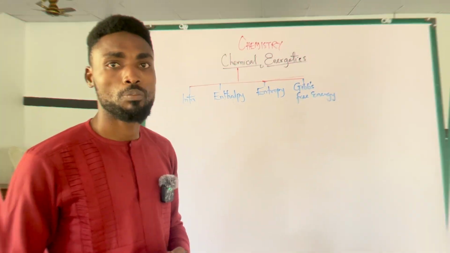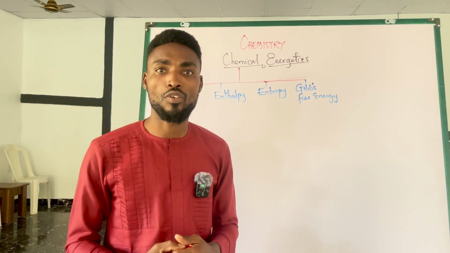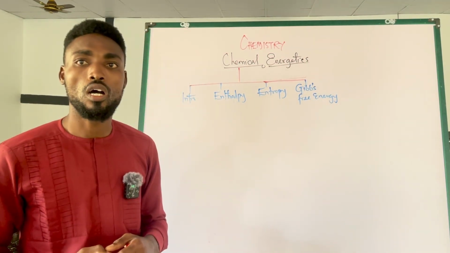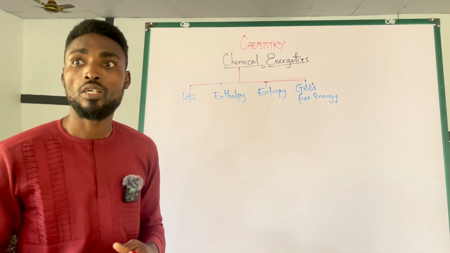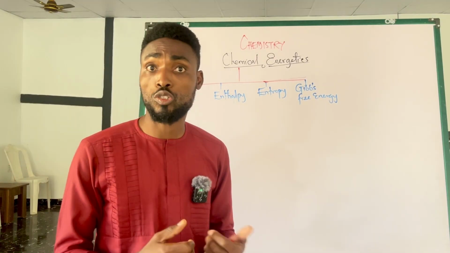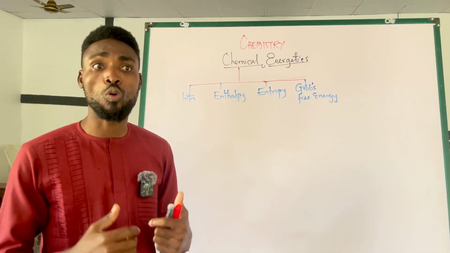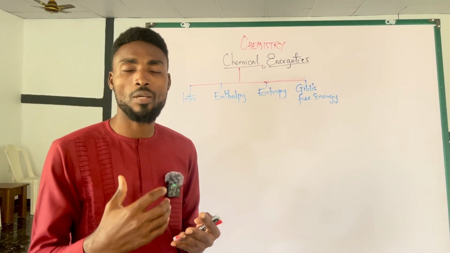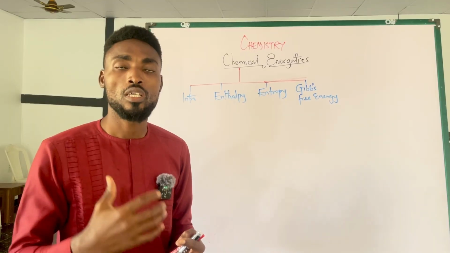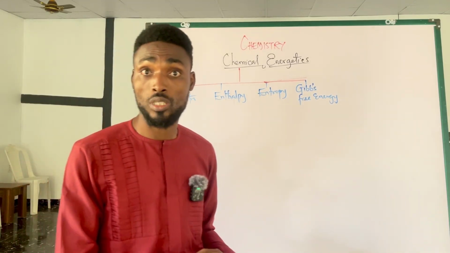What is enthalpy? Enthalpy is simply defined as the chemical energy that we have in any given chemical substance. For instance, every substance you know on earth has its particular amount of energy that it contains in itself. So your energy content is called enthalpy when it comes to a chemical substance.